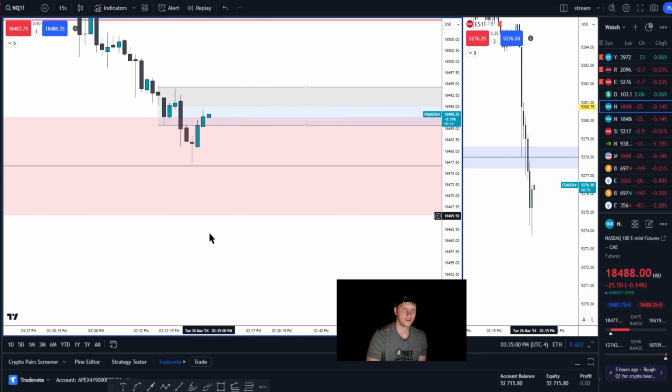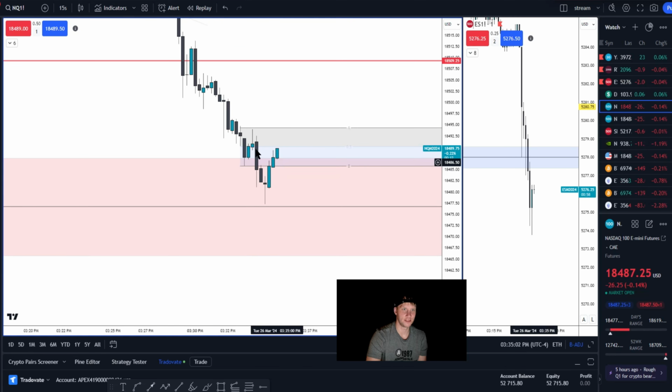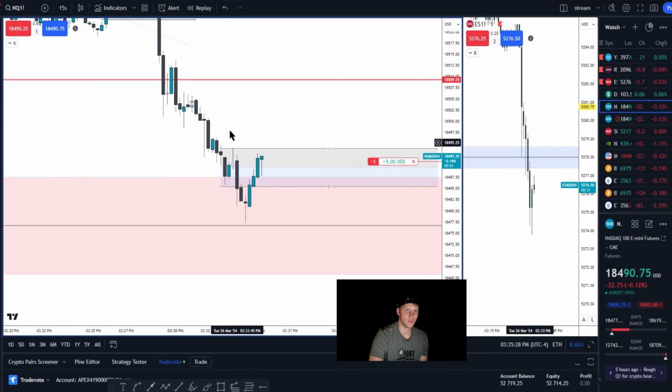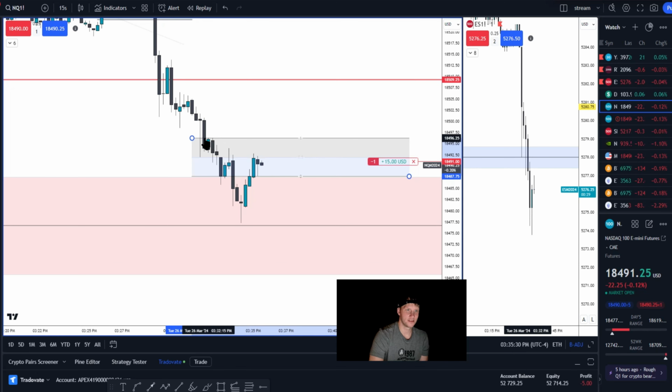Okay, so we have another add-on area here. So if it rejects, as per my rules, I can add on here. I'm only going to add one contract. Why only one? Because my confidence on this is not all that high.